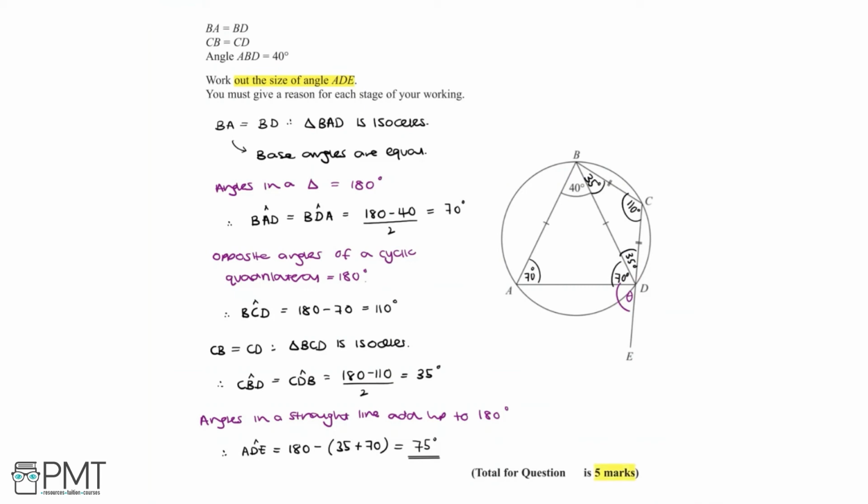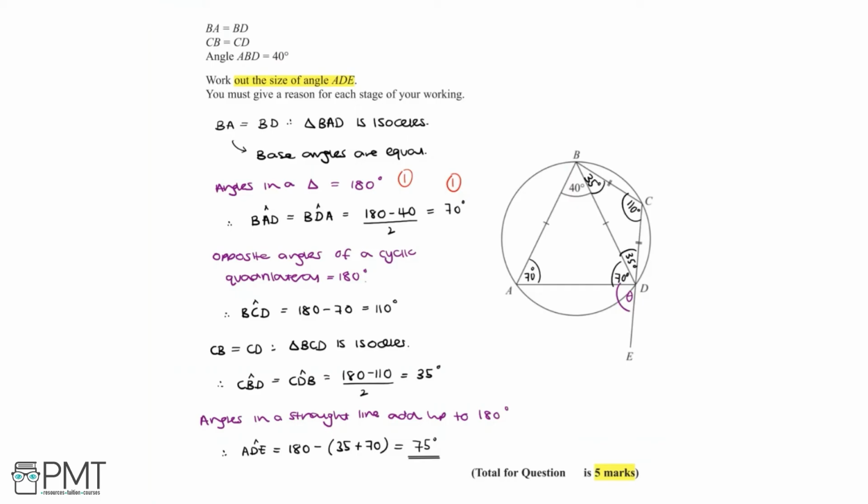Now this question is worth 5 marks, so let's take a look at where each mark is allocated. We get the first mark for saying that angle BAD is equal to angle BDA, which is equal to 70 degrees. We get the second mark for the correct justification, and this is because base angles are equal and angles in a triangle add up to 180 degrees.